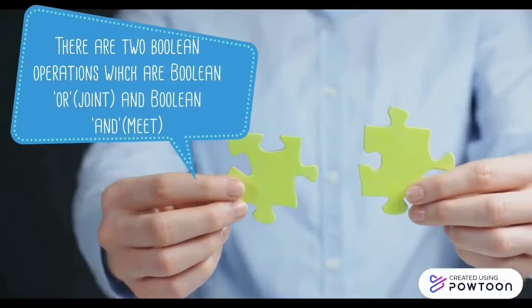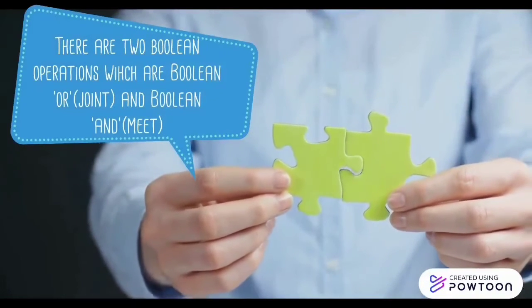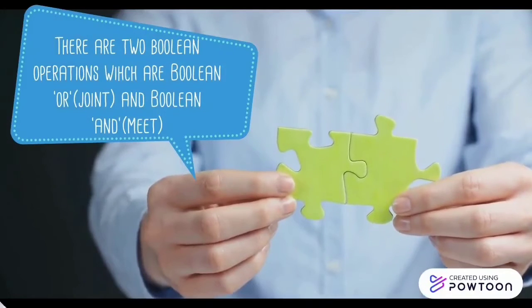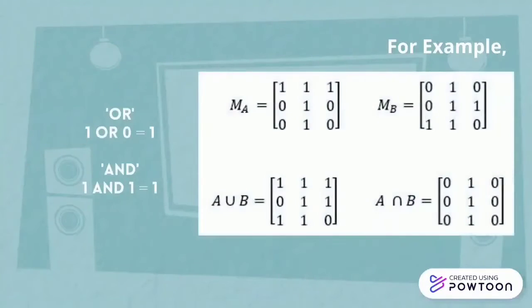There are two Boolean operations, which are Boolean OR and Boolean AND. For example, these are matrix A and matrix B. For Boolean OR, 1 or 0 equals 1, and for Boolean AND, 1 and 0 equals 0.